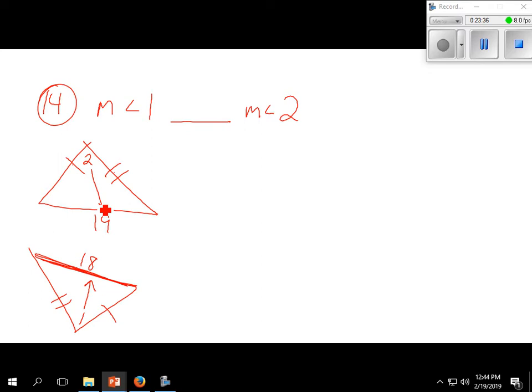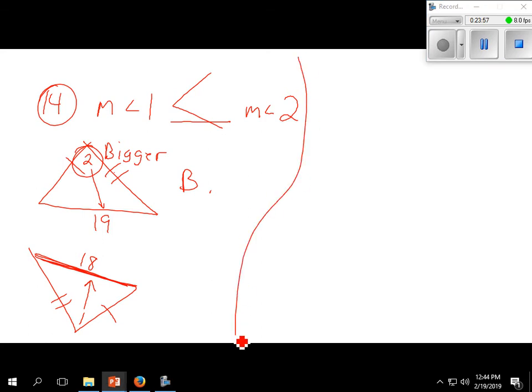So that tells us that angle 2 has to be the bigger angle. So the symbol that would go in here is that angle 1, if angle 2 is bigger, angle 1's got to be less than angle 2, which is letter B. Notice I didn't make a comment about that. Number 15.